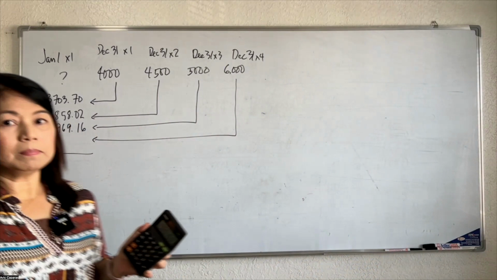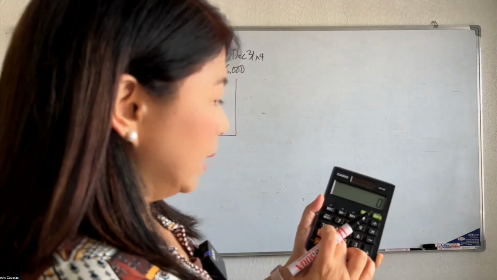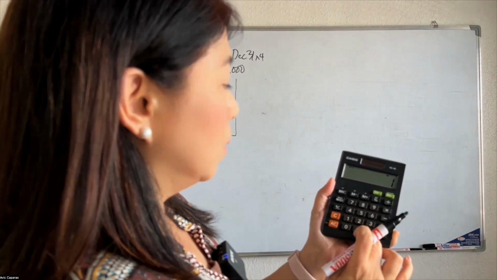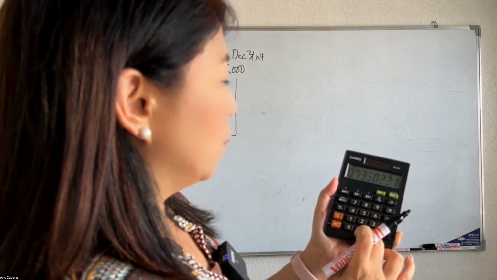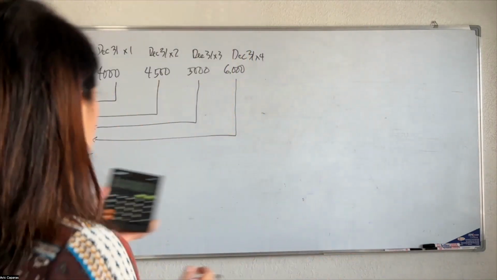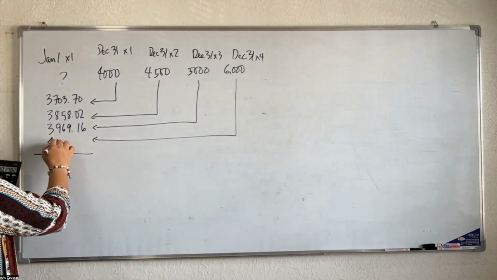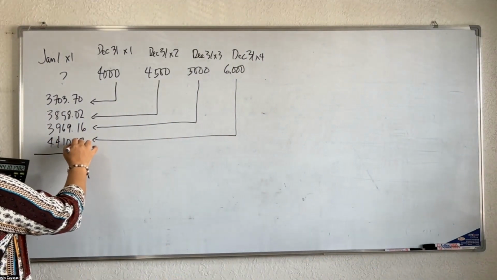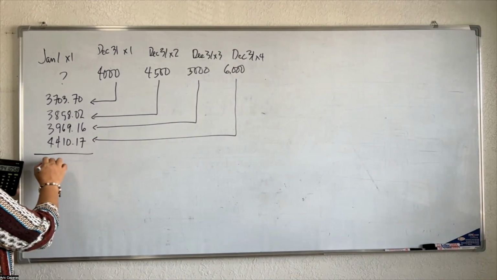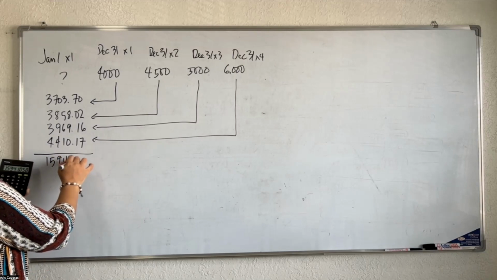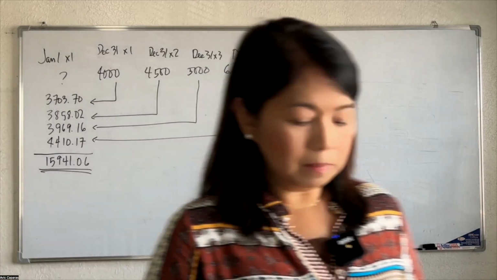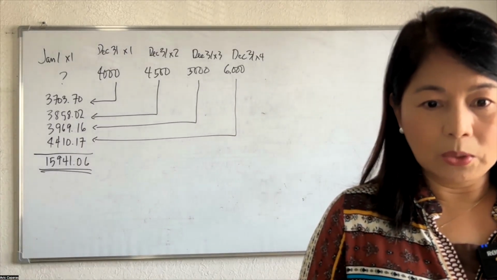3969.16. Okay, now for the last one, again, 1.08 twice of the division equals, and then 1, 2, 3, 4. 0.735 multiplied by 6,000. That's 15,941.06. Okay, so that is your answer.